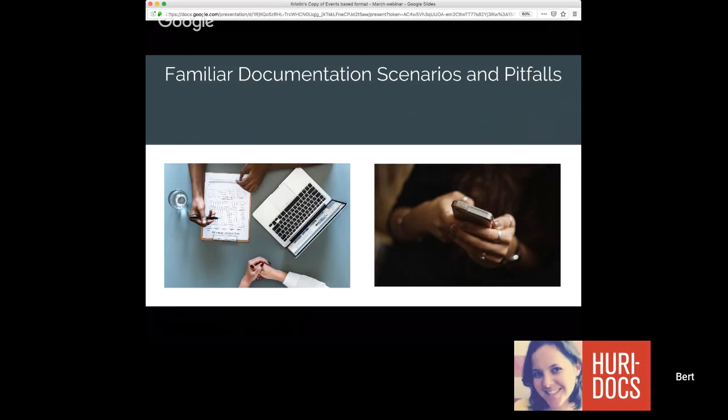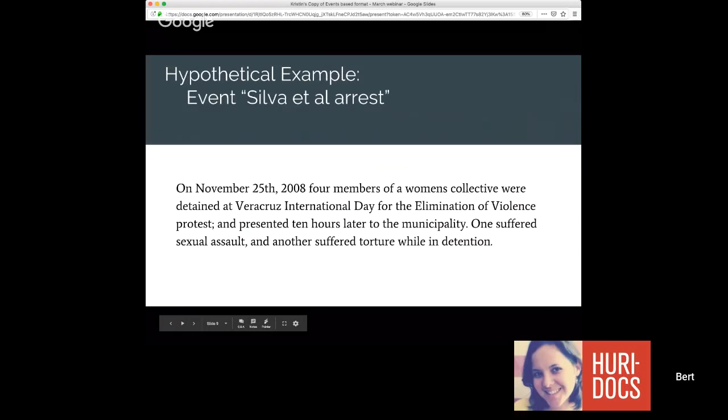When documenting human rights violations, we find ourselves filling out forms, gathering information from different sources. We record examples and characteristics of victims. One victim, as you can see, can have more than one violation. It allows us to document multiple violations or one violation committed against a number of persons.